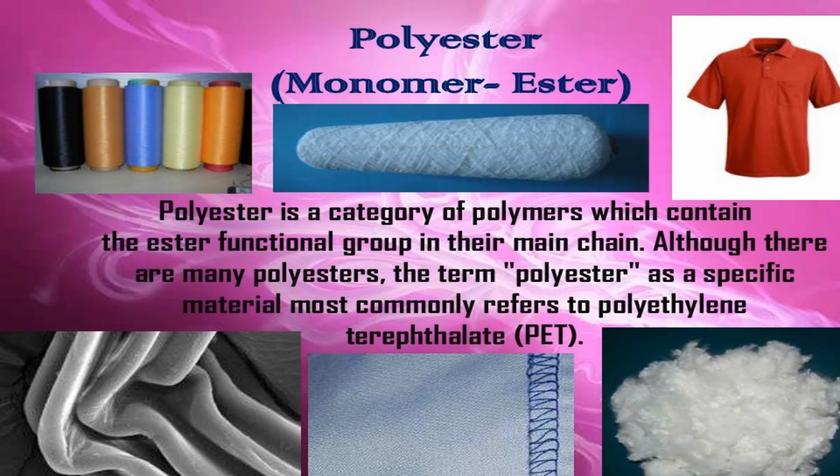We are doing the second part of synthetic fibers and plastics, and we will get introduced to two different synthetic fibers today. One is polyester. Polyester is a polymer of ester. It is a category of polymer which contains ester as the functional group. Although there are many polyesters, the term polyester is usually specifically referred to PET. PET stands for polyethylene terephthalate.